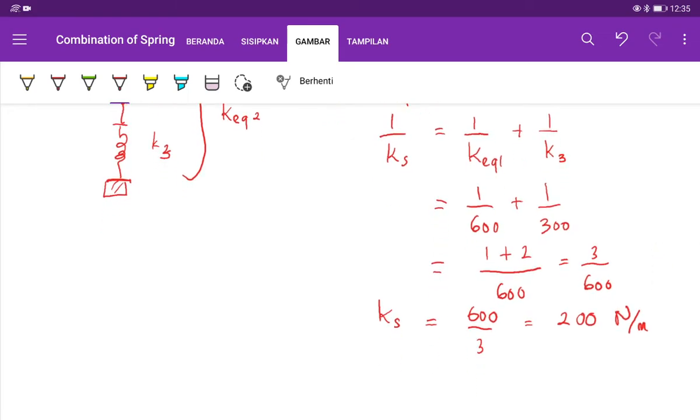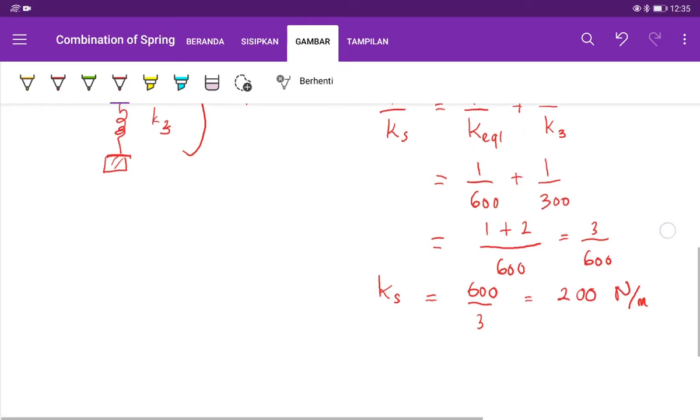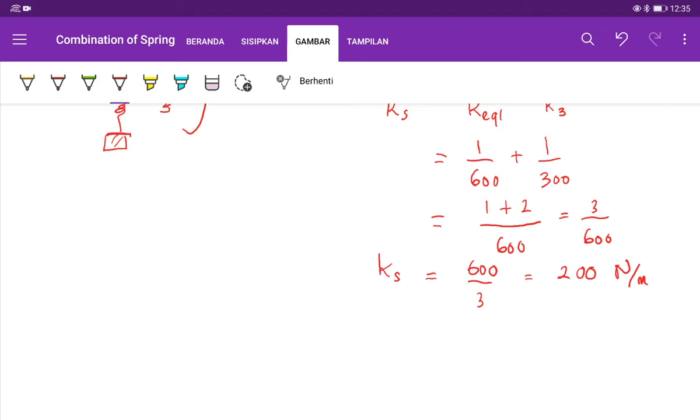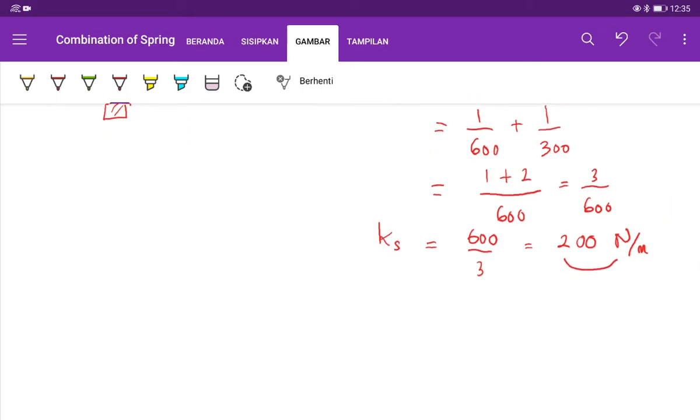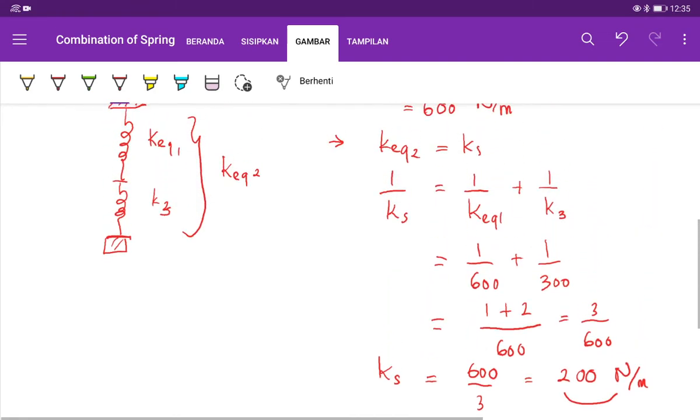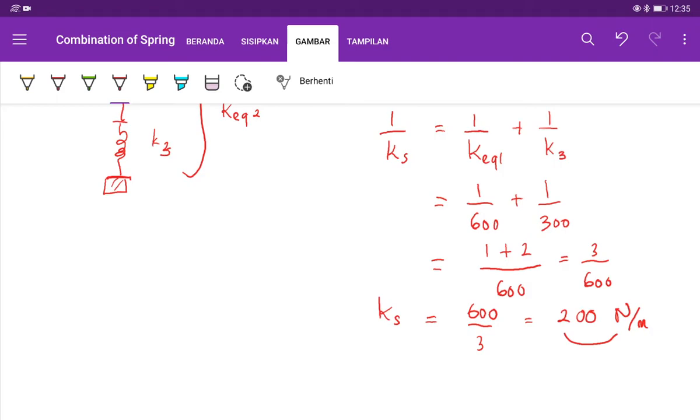Okay, so we see here the result. The spring connected in series will be springier, which means more elastic, since the resulting spring constant is lower than the first result.